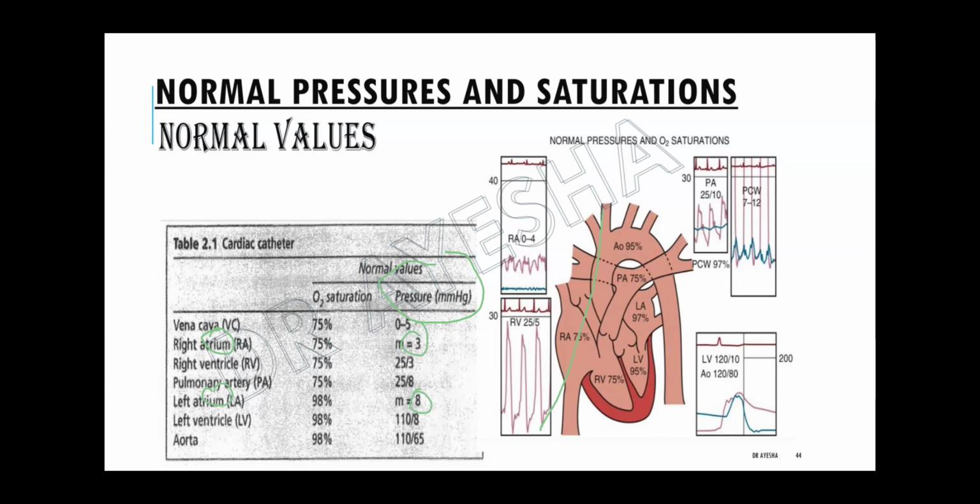You do not need to remember, just remember the word 5. So 3 to 5 for the right side, and the left side is 5 to 8. So just remember the mid term 5 for the atria.